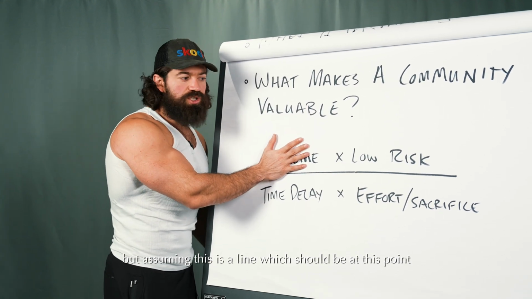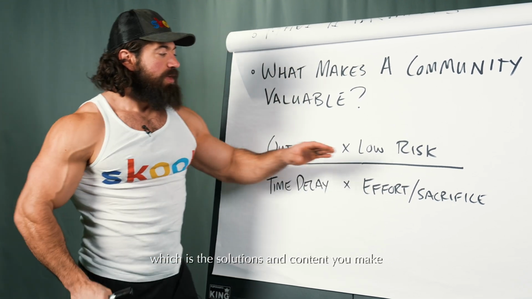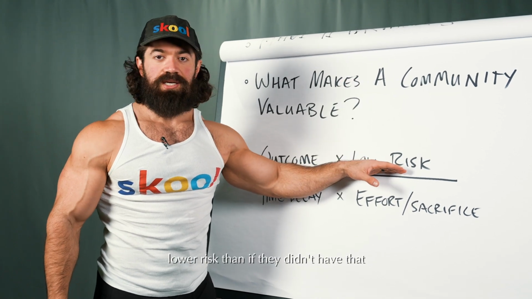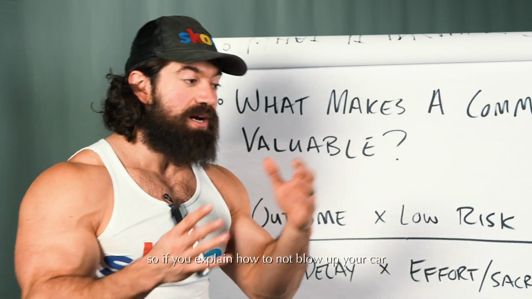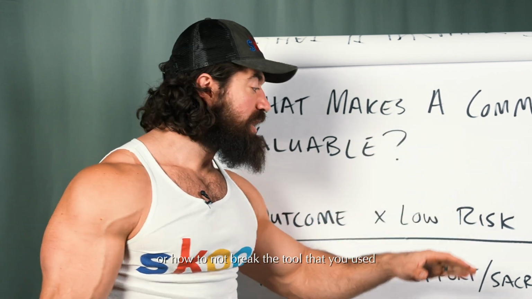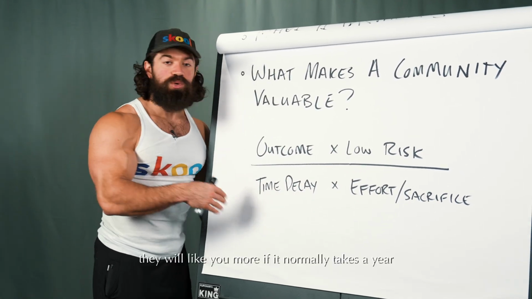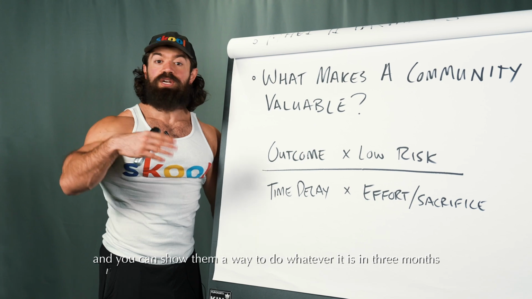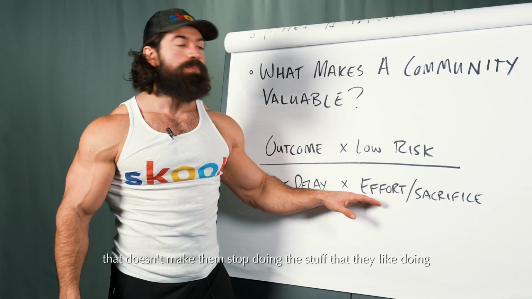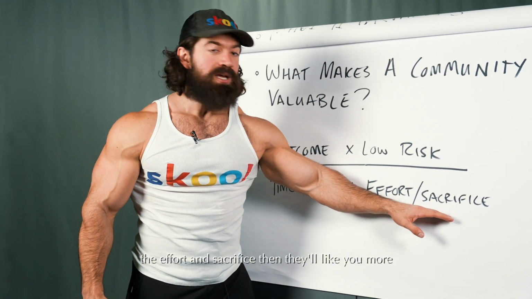But assuming this is aligned, which it should be at this point, the other three variables are going to determine how valuable your group is, which is the solutions and content you make. Does it make whatever problem you're solving lower risk than if they didn't have that? So if you explain how to not blow up your car, that would lower the risk of doing this thing, or how to not break the tool that you used, that would lower the risk of whatever the implementation was. If you can help them do it faster, they will like you more. If it normally takes a year and you can show them a way to do it in 3 months, that's valuable. And if you can do it in a way that doesn't make them stop doing the stuff that they like doing or start doing stuff they hate doing, the effort and sacrifice, then they'll like you more.